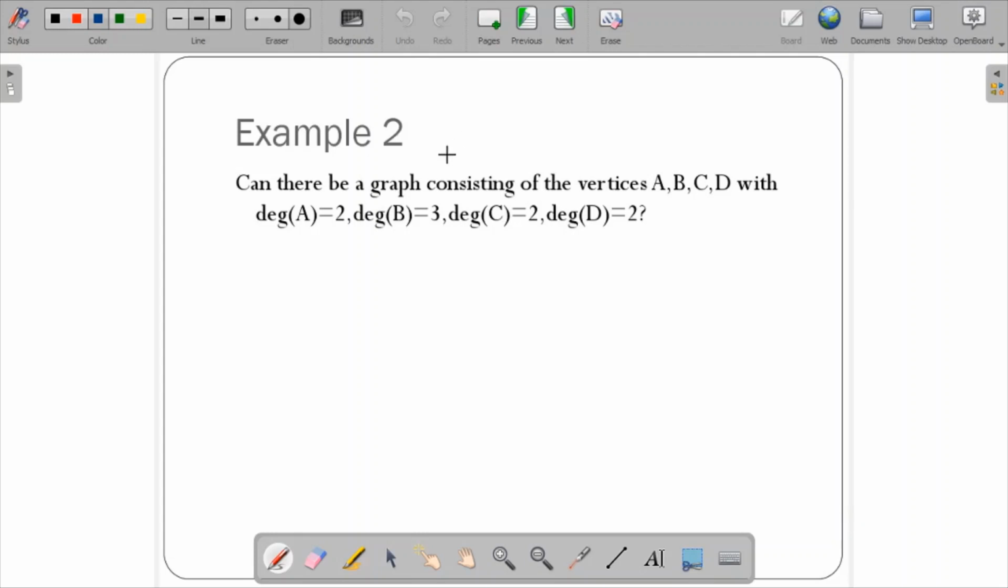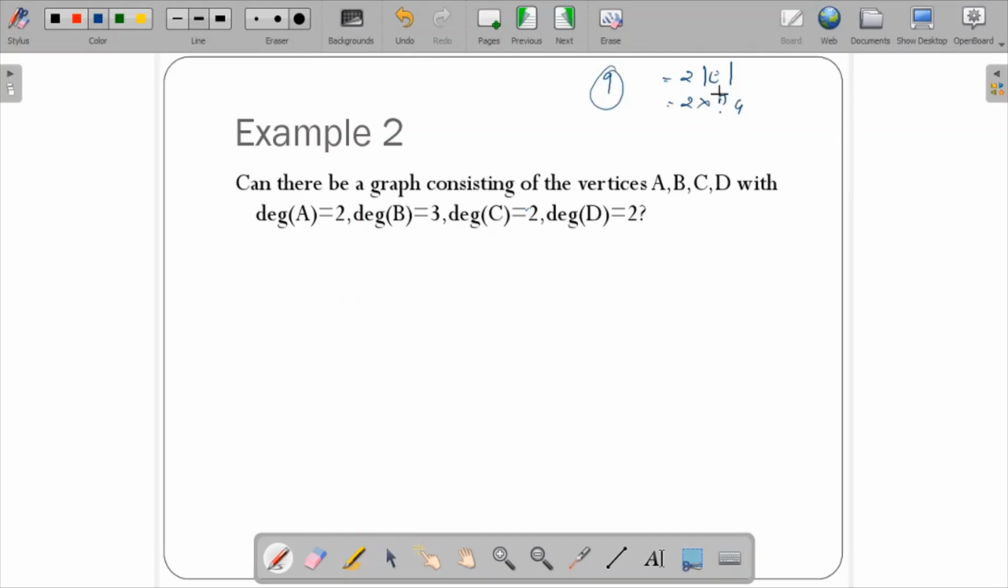So example 2: can there be a graph consisting of vertices A, B, C, D with degree of A equal to 2, degree of B equal to 3, degree of C equal to 2 and degree of D equal to 2? Just add these degrees and check whether there can be such a graph. If you add the degrees, it should be twice the edges, so you should not get an odd number. So it would be 2 plus 3 is 5, 5 plus 2 is 7, 7 plus 2 is 9. So it is 9. 2 into what gives you 9? It's not possible.